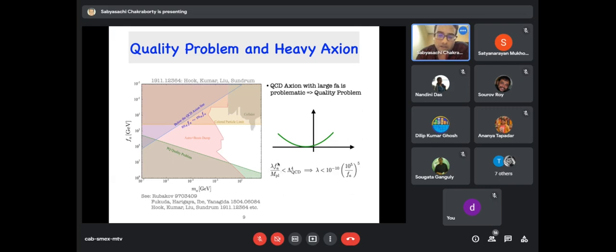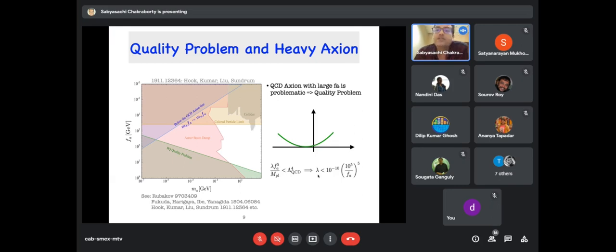Now, this higher dimensional contribution to the potential has to be less than m_pi^2 F_pi^2, which was the term in front of the potential, which I write as Lambda_QCD^4. What that implies is that to satisfy this, the coefficient lambda needs to be 10^-10 if F_A is around 10^5 GeV. If you go for larger F_A, which are still allowed by experiment somewhere over here, 10^10 GeV, then this becomes an extremely small number, 10^-30 and so on. So essentially you have moved the theta-bar less than 10^-10 problem, which was a fine-tuning problem, to a problem where this lambda is extremely tiny.